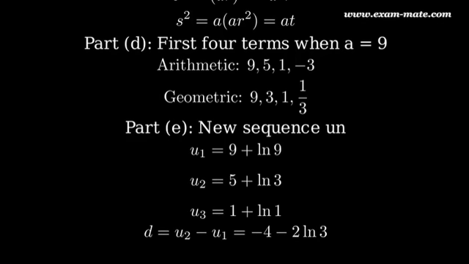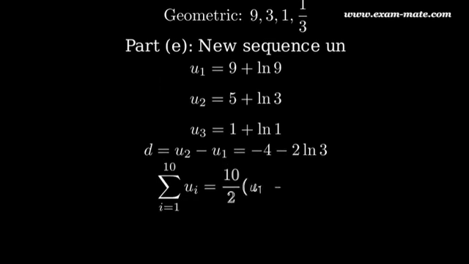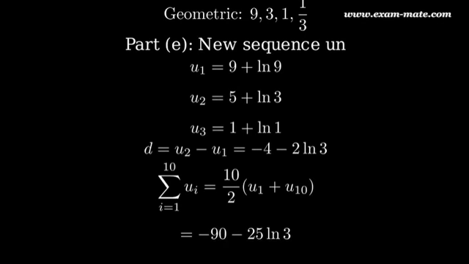To find the sum of the first 10 terms, we can use the arithmetic sequence sum formula. After substituting and simplifying, we get negative 90 minus 25 ln 3.